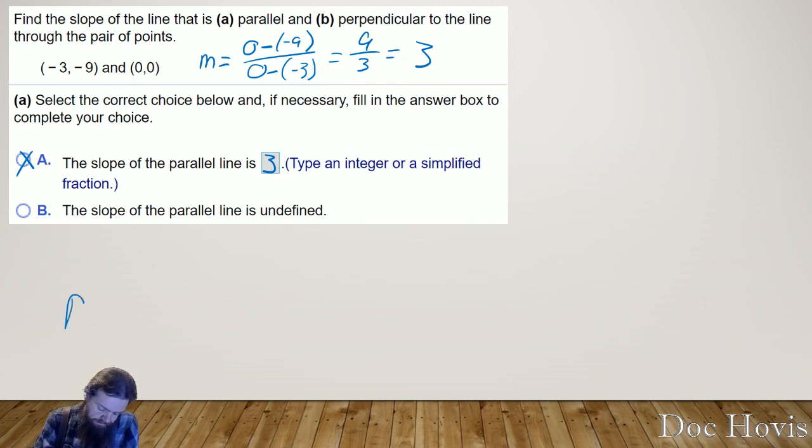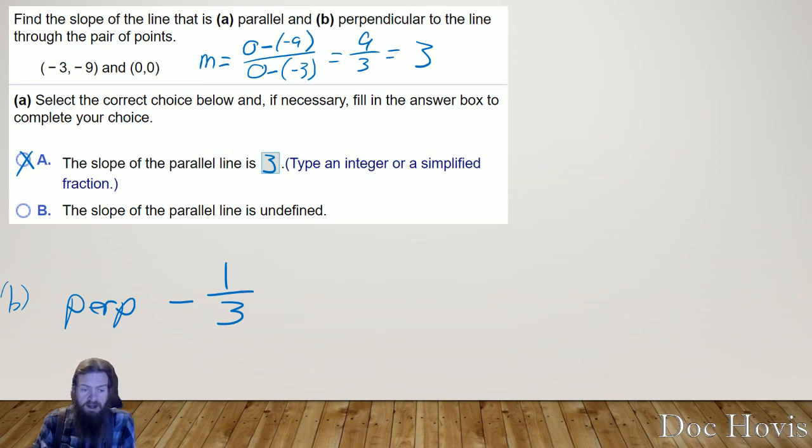So perpendicular is going to be negative 1 over 3. Remember, it's asking for both. So that's part B here. Part B is going to ask you for the perpendicular, and that's going to be negative 1 over 3. You take 3 and you flip it. All right? Cool? All right.